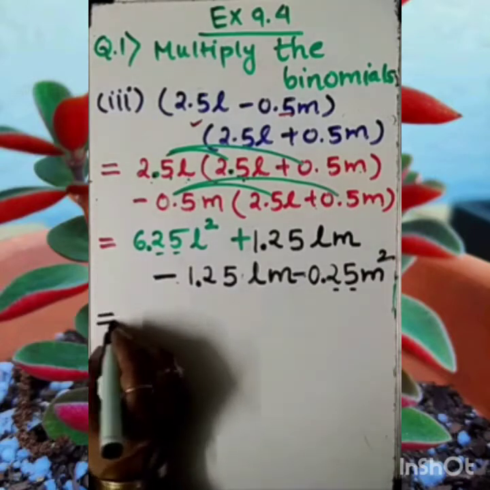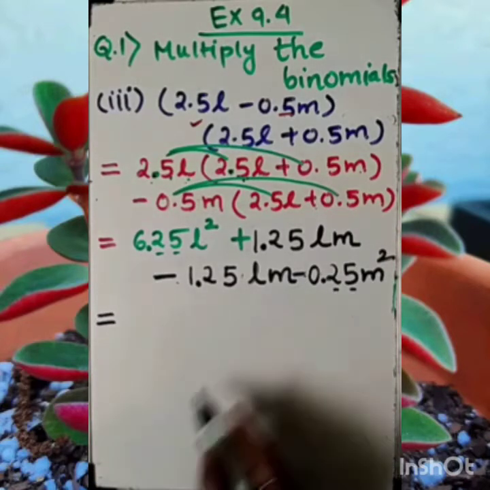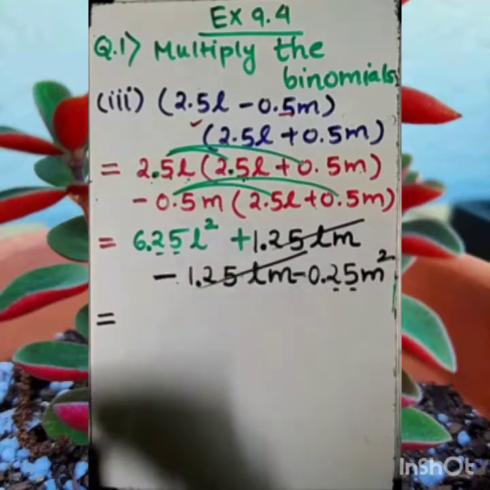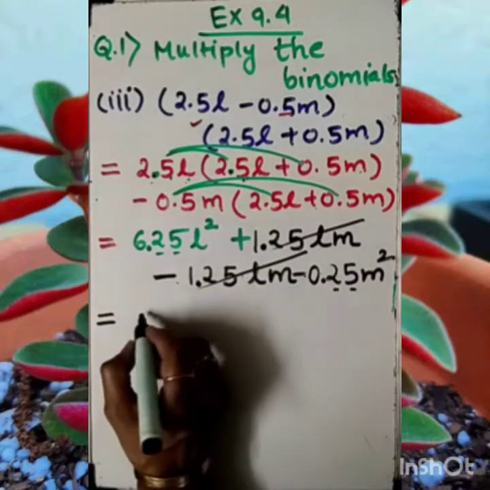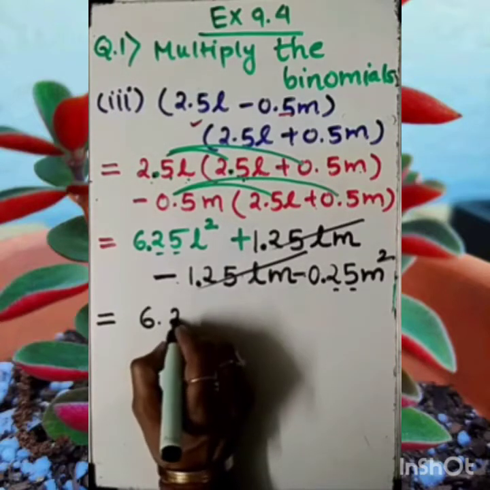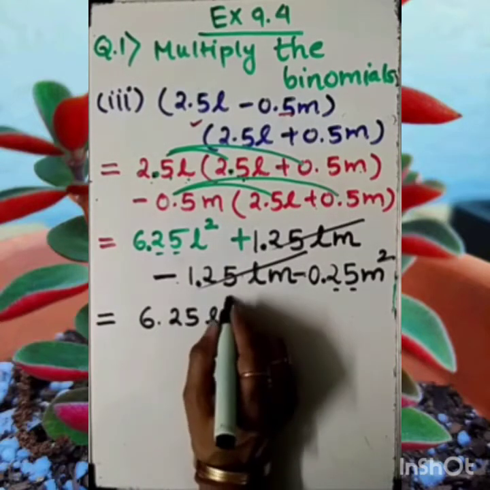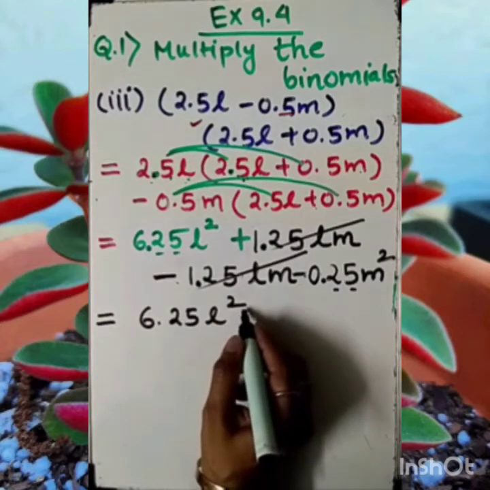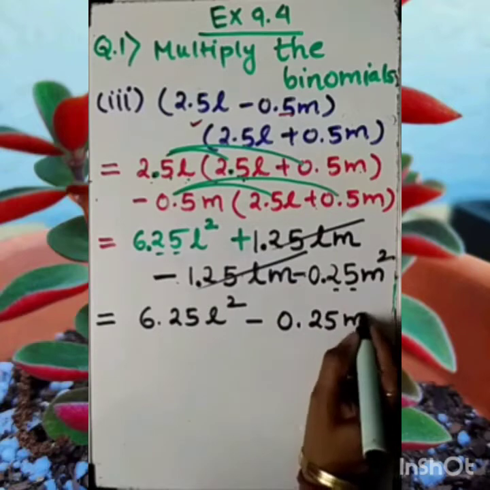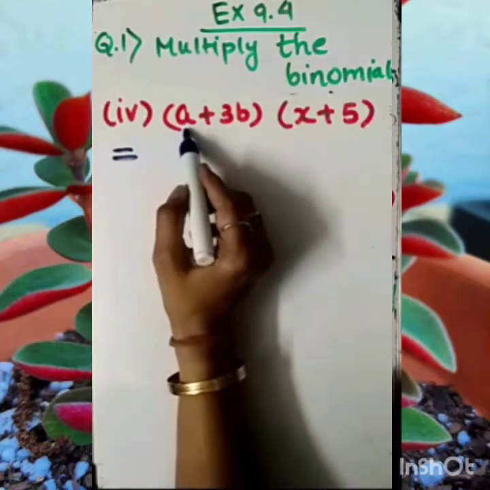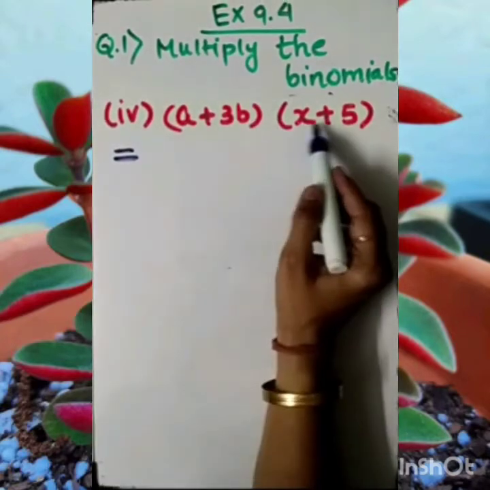Now some similar terms are there. You can see here this plus, this minus. Okay, both are similar, so they will be cancelled. So the remaining answer terms are 6.25 L square minus 0.25 M square. Next is (a plus 3b)(x plus 5).